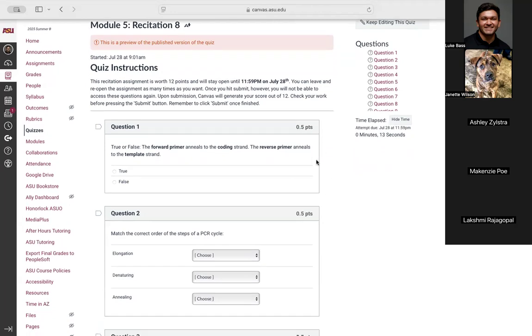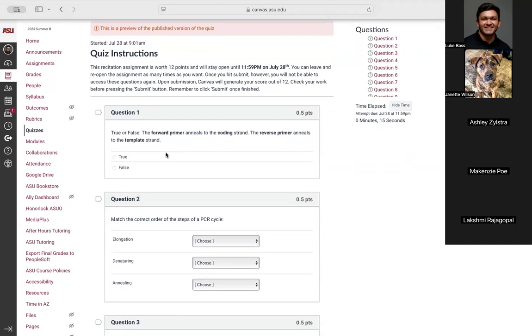So the first one, just true or false: the forward primer anneals to the coding strand, the reverse primer anneals to the template strand. So what you have to remember is that the forward primer runs 5' to 3', and so does the coding strand. And the primer has to be complementary to the DNA strand that it binds to. So therefore, the forward strand will actually bind to the template strand.